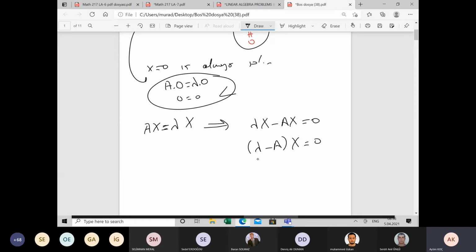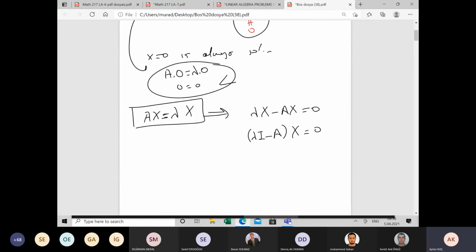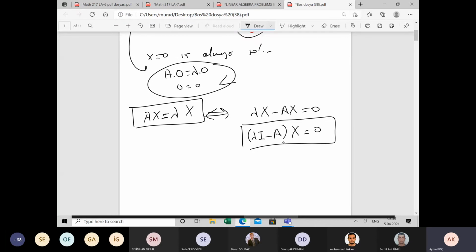What is the reason? Lambda is a scalar, and scalar minus matrix is undefined. This one is not true. It should be, be careful, lambda times the identity matrix. So our equation 1 is equivalent to this equation, if and only if. Finding x and lambda means finding them here. What does it mean? A is a matrix, we know A, and I is an identity matrix. Lambda is a scalar. So this one is a matrix, and this one is a matrix.